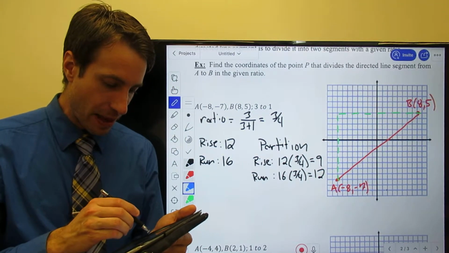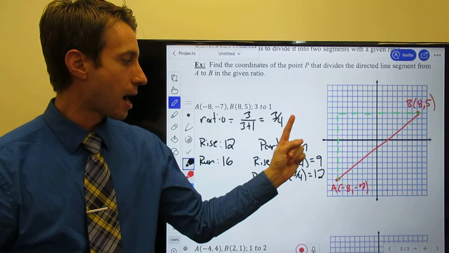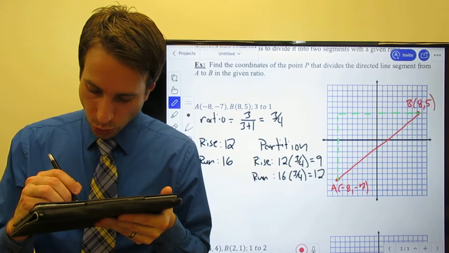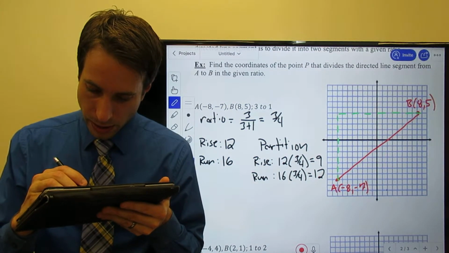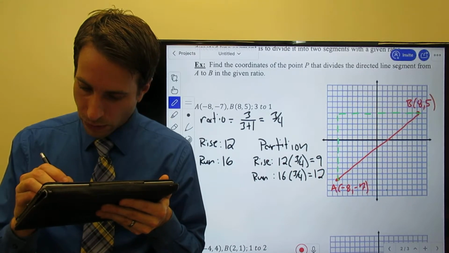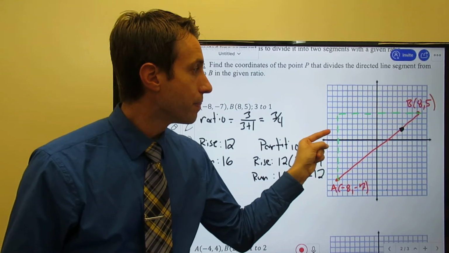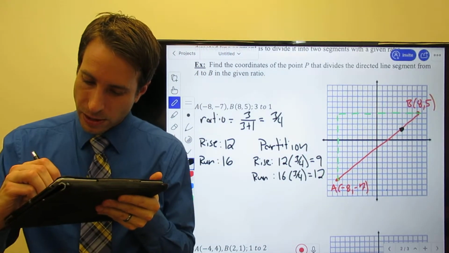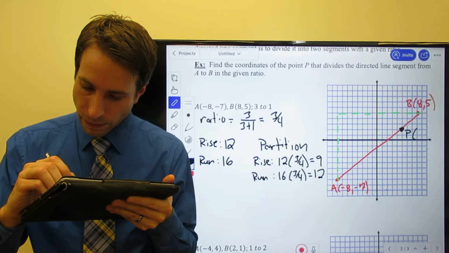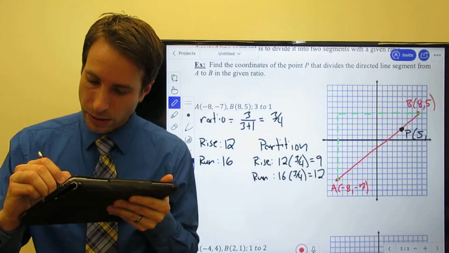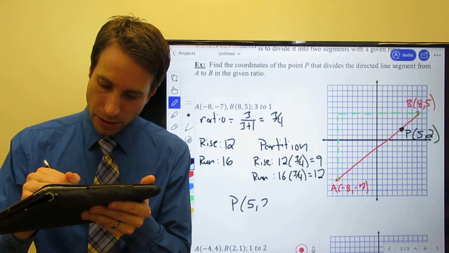So how do I find that partition point? Well, here's how you're going to find that partition point. We're going to go ahead and go up 9 and over 12. Boom. Right there. Up 9, over 12. This is the point P right here. Where is it? It's at the point 5, comma 2. So my partition point is at 5, 2, right?